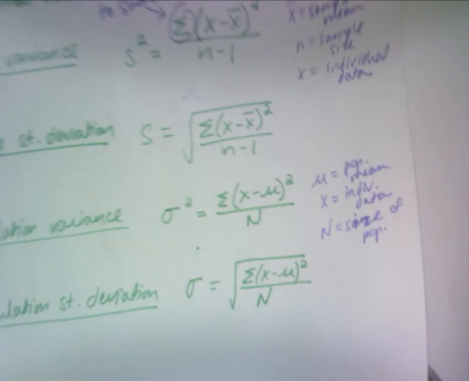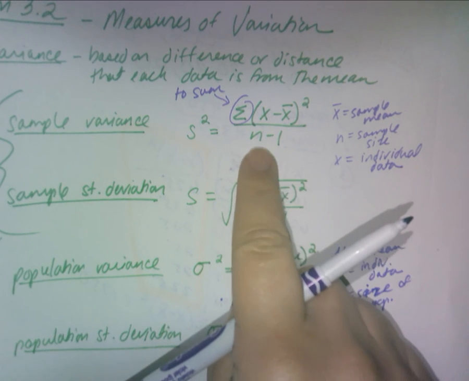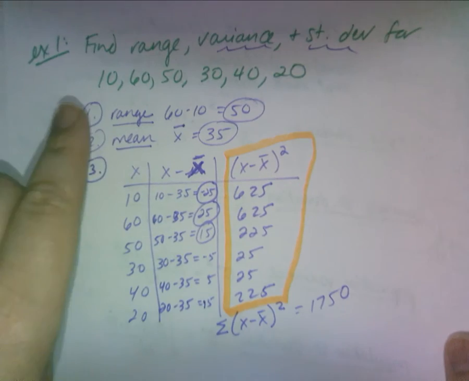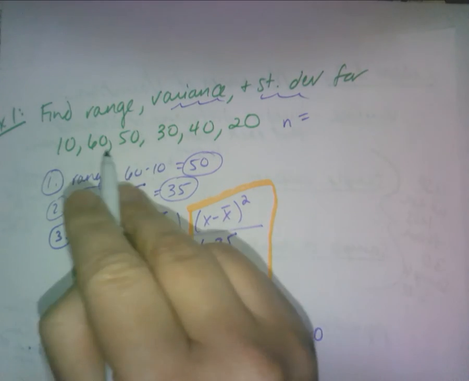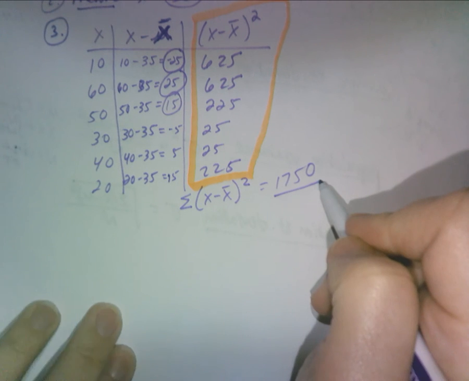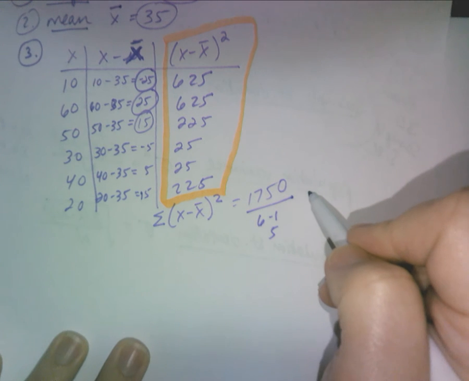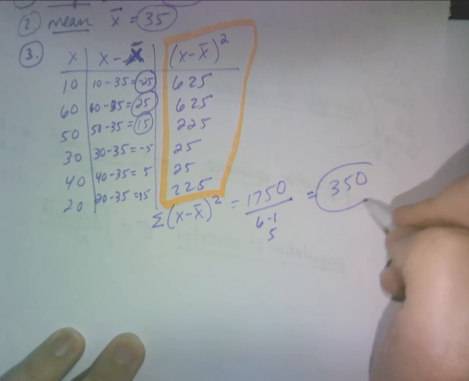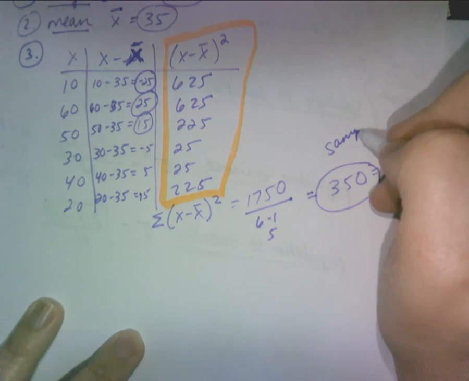Now, let's look again back at the formula. I'm going to divide it by n minus 1. N means the sample size. How many things were in my sample? There are 1, 2, 3, 4, 5, 6, right? But I don't divide by 6. I divide by 6 minus 1, which is 5. So what's 1750 divided by 5? 350. That right there, my friends, is called your S squared. That is your sample variance.